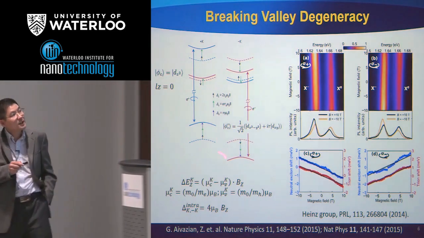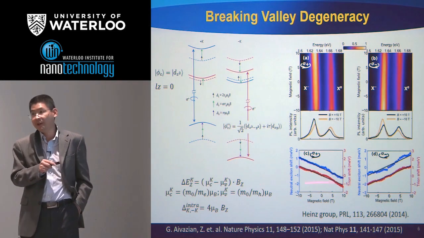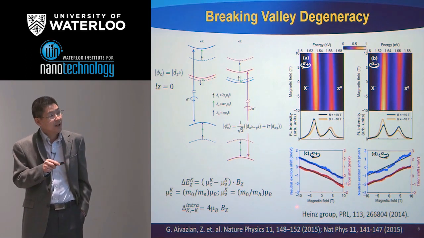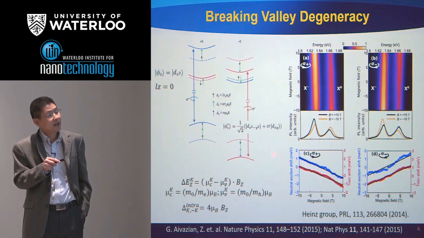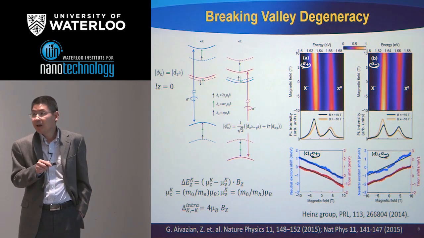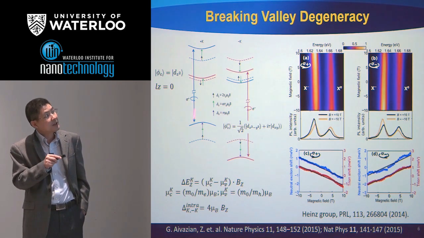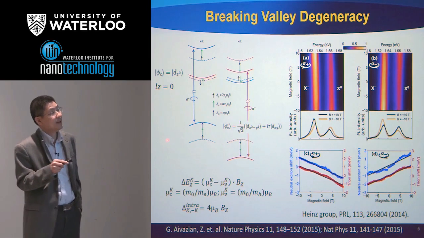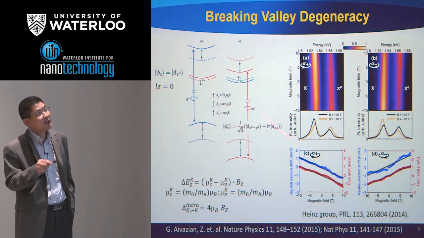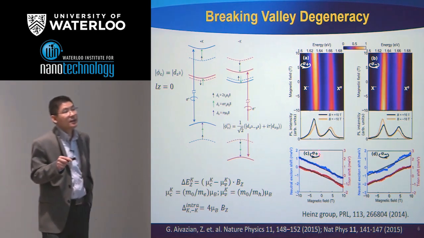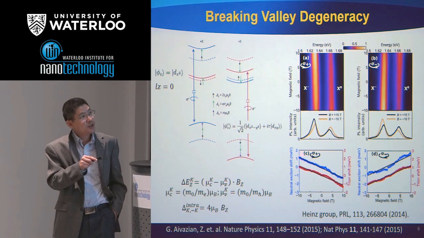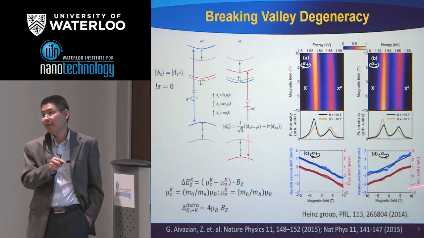So that's exactly what people have done in the past couple of years. This is work done by Tony Heinz's group, then at Columbia University. They applied an external magnetic field, and they measured the excitonic transitions within the K and the K prime valleys. And they observed an energy shift of the excitonic transitions as the field is applied. What they see is that this energy changes linearly with applied magnetic field.